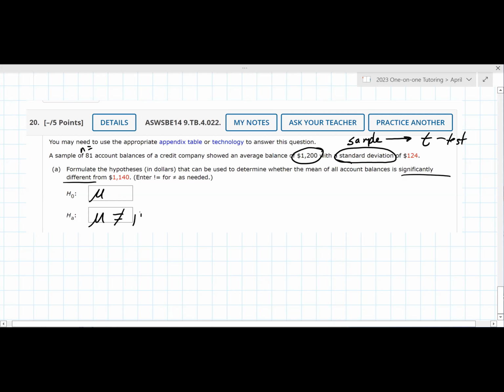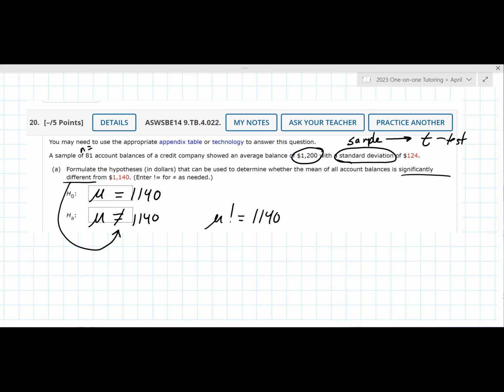Significantly different is not equal to, so you're doing the one like this. And then the mu is always an equality, some sort of inequality. And so that word "significantly different" is what leads you to this symbol right there, the not equal to. Okay, that's good. All right.